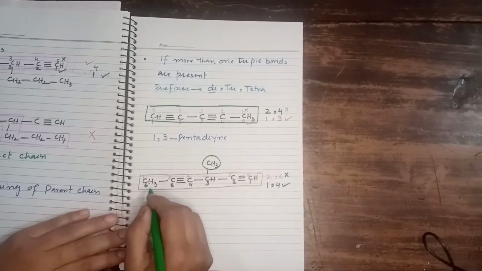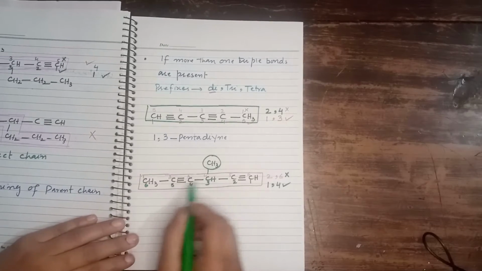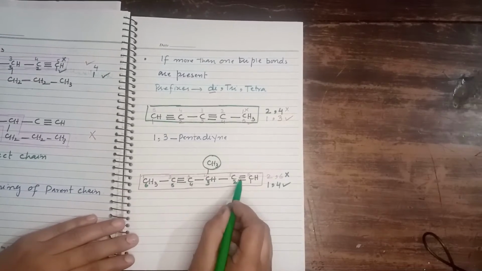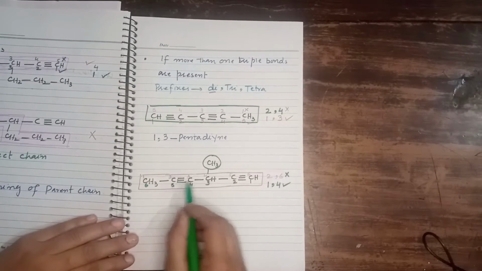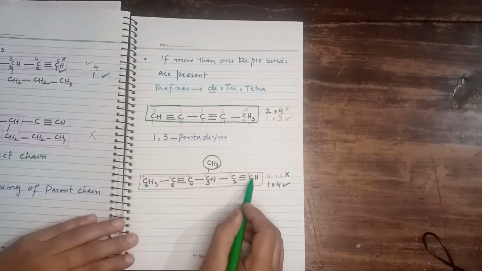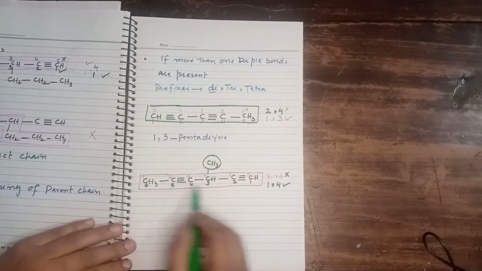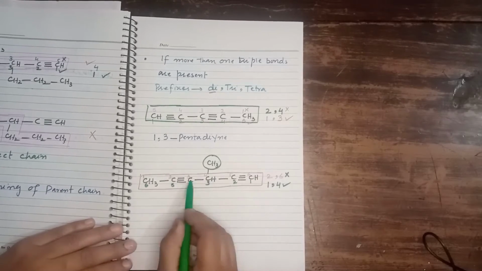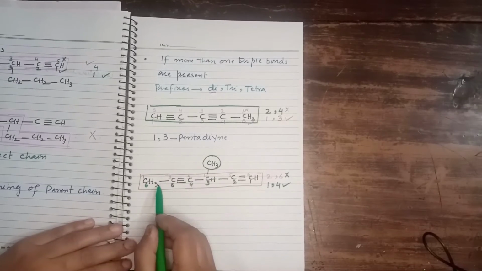Now coming to assign the name to this molecule. Here students, two triple bonds are present, so that's why it is diyne. Diyne, right students? How many carbon atoms are there? 6. So it is hexadiyne. What are the positions of the triple bonds? 1, 4. 1,4-hexadiyne.